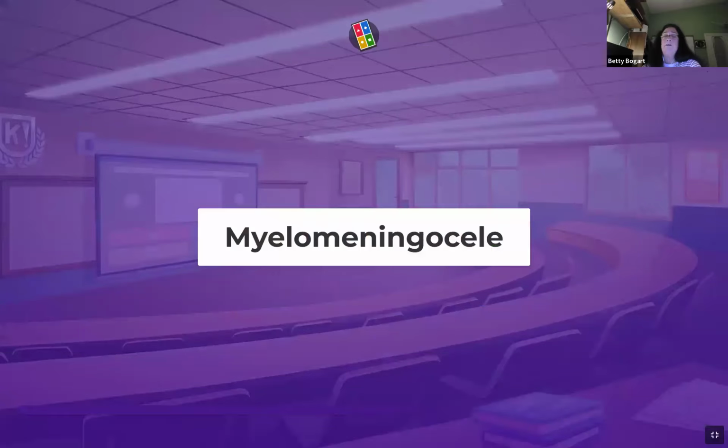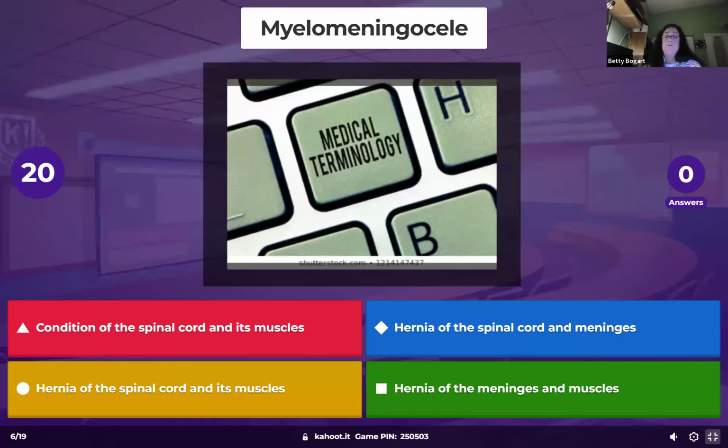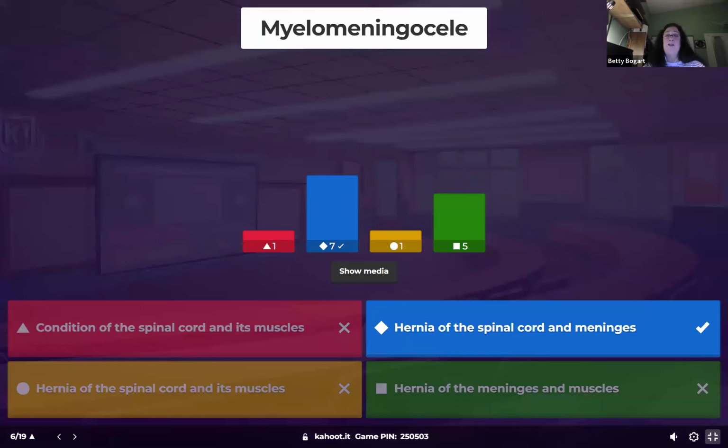A myelomeningocele. What is it? Myelomeningocele is a hernia, that back, that big purple blob, which is the spinal cord and meninges, and it pulls those nerves from the lower extremities up.